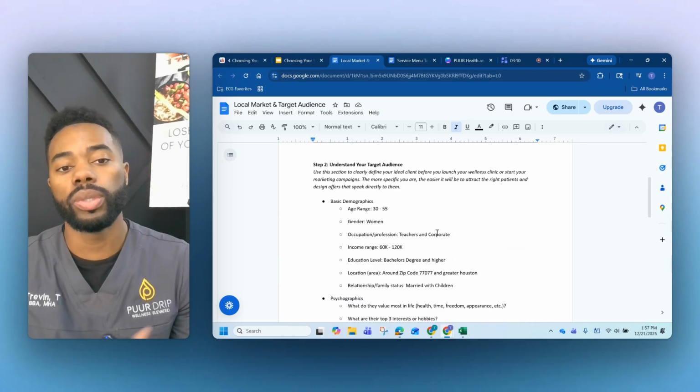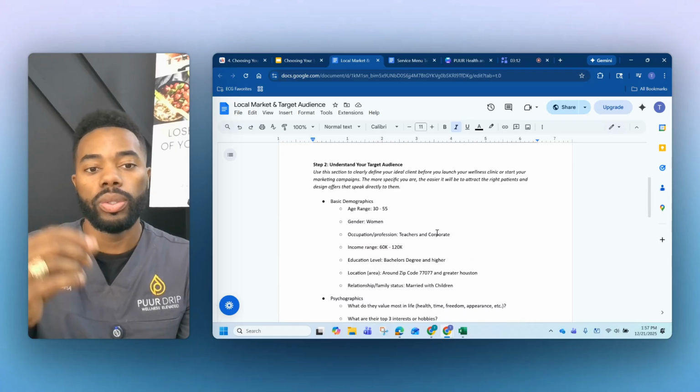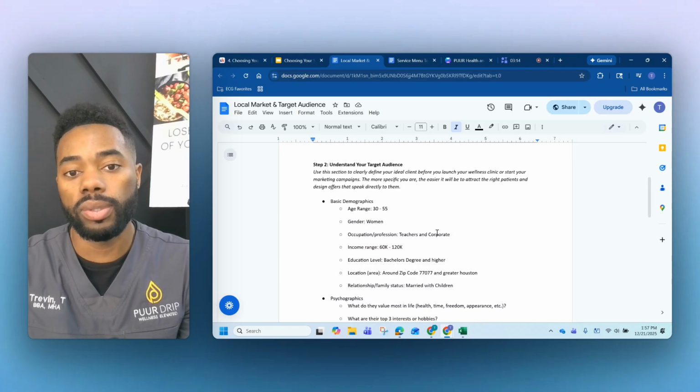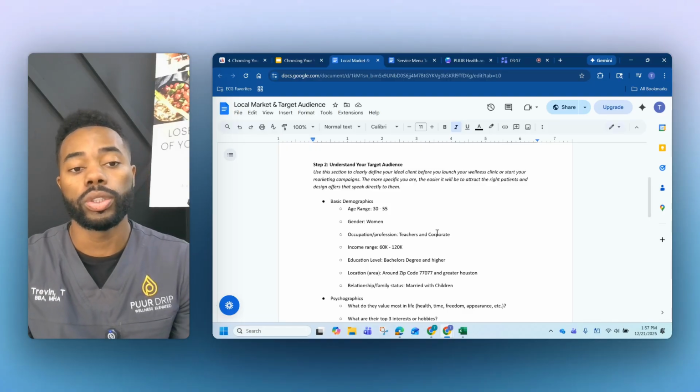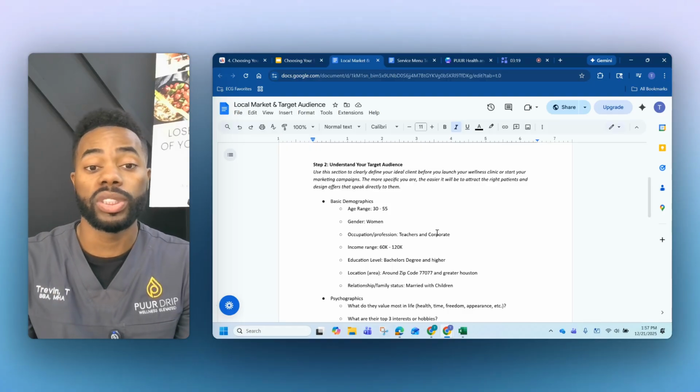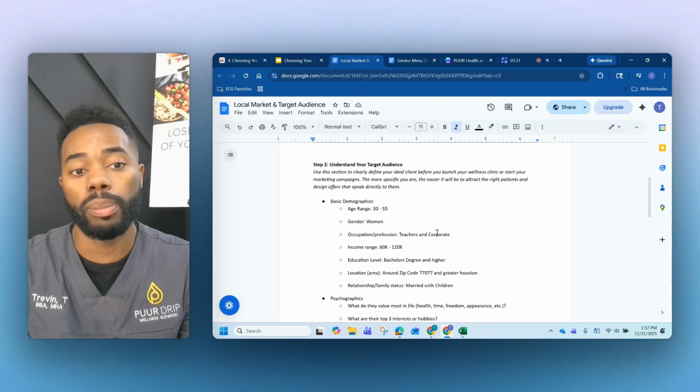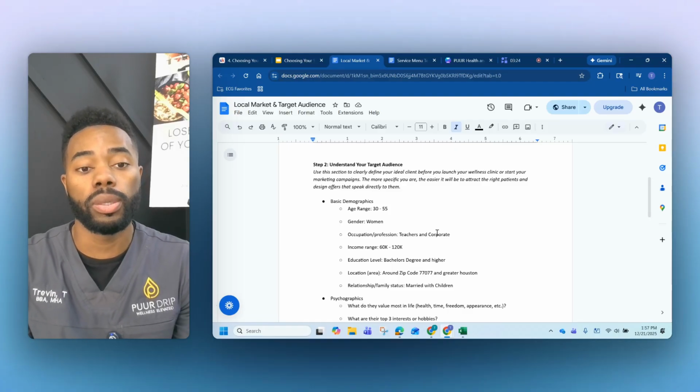The next thing you want to do is understand your audience. Use the section below to clearly define your ideal client before you launch your wellness clinic or start your marketing campaigns. The more specific you are, the easier it will be to attract the right patients and design offers that speak directly to them.